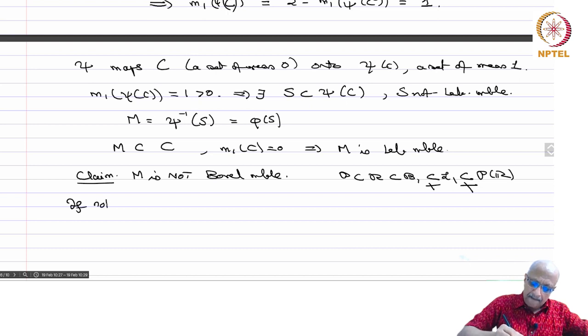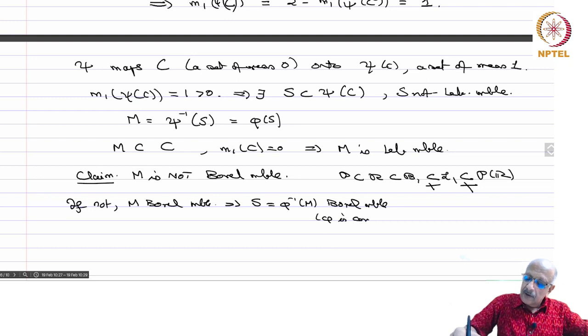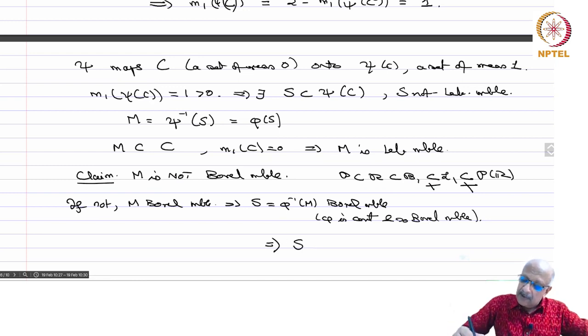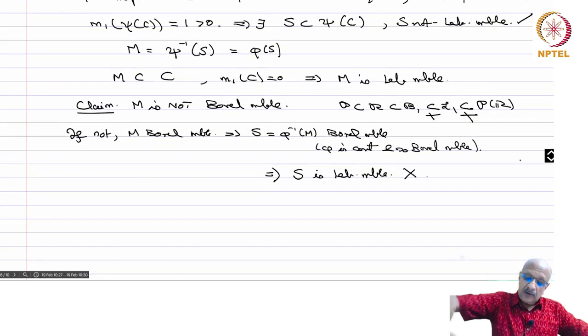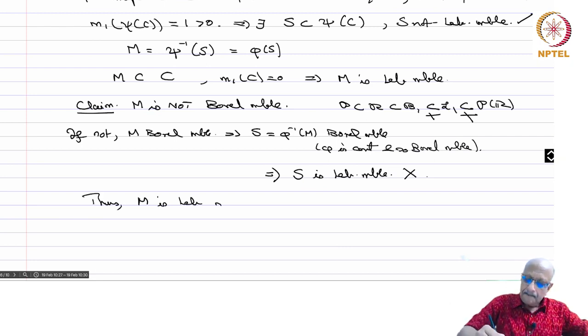Okay, so if M is not Borel measurable, suppose S equals phi inverse of M is Borel measurable, because phi is continuous and so Borel measurable. But that implies, if some set is Borel measurable, it's automatically Lebesgue measurable, so S is Lebesgue measurable. But that is not true, because we have S is not Lebesgue measurable. Therefore the claim is substantiated. So we have M is Lebesgue measurable, but not Borel measurable.